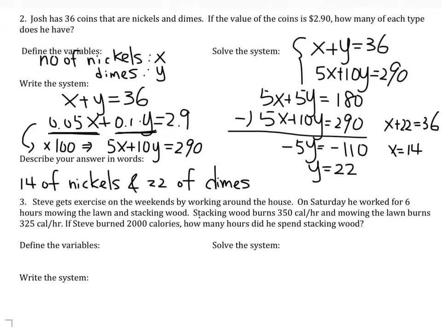Again, I don't like to deal with decimal numbers, so I'm going to multiply both sides of the second equation by 100. So 0.05 times 100, we have 5x. 0.1 times 100, we have 10y. 2.9 times 100, it becomes 290. So putting the equations side by side, the first equation is the total coins Josh has. So again, that's X plus Y equals 36. The second equation, I multiplied by 100 for the total value, is 5x plus 10y equals 290.